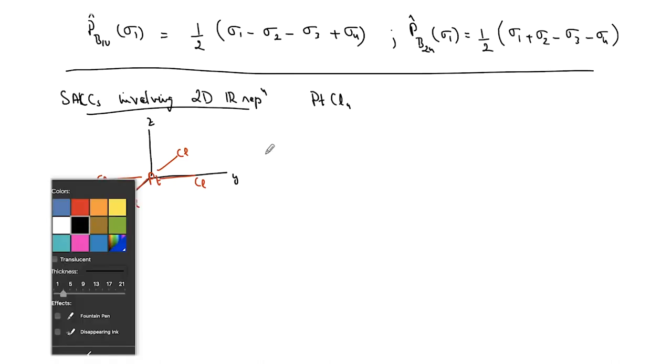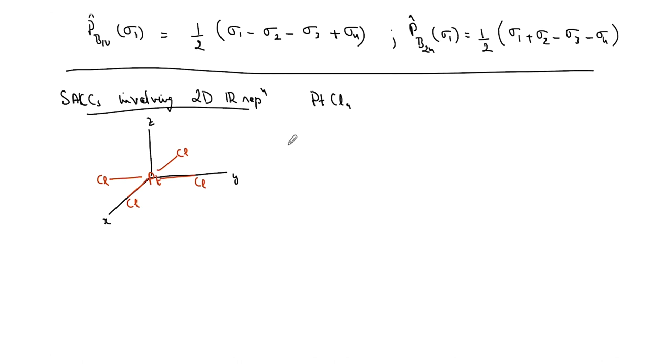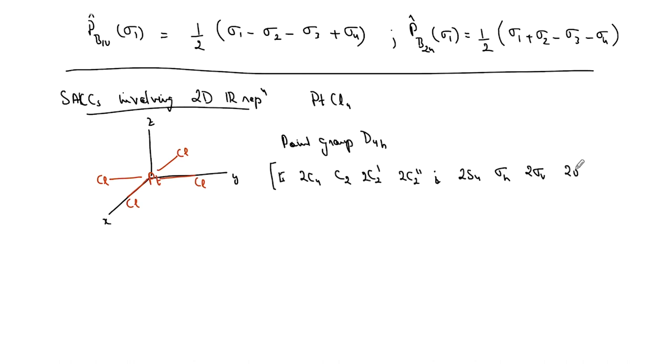Now the next step is to identify the point group. So the point group here is D4h, right? That is very simple to see. Also, let us list down the symmetry operations of D4h. So you have E, we have 2C4, then we have C2, 2C2 primes, and 2C2 double primes. We have i, 2S4, then we have sigma h, and we have 2 sigma v's, then we have 2 sigma d's.